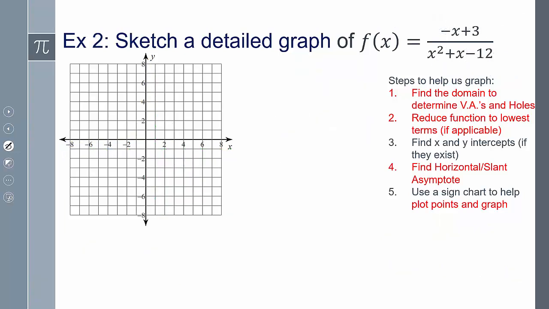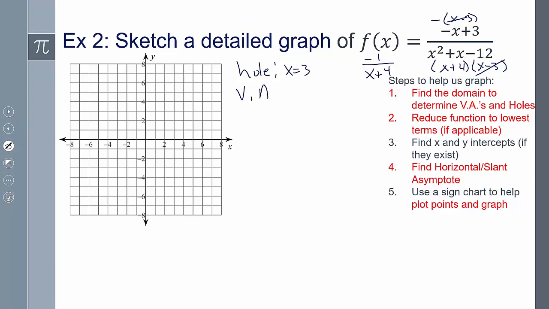So for our next one, again, we need to find the vertical asymptotes and holes. So if I factor out that negative, I get negative parentheses x minus 3. This factors into x plus 4, x minus 3. So the x minus 3's cancel out. So you're left with negative 1 over x plus 4. So I have a hole where x is 3.